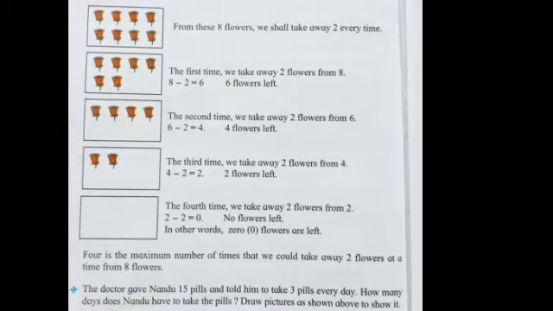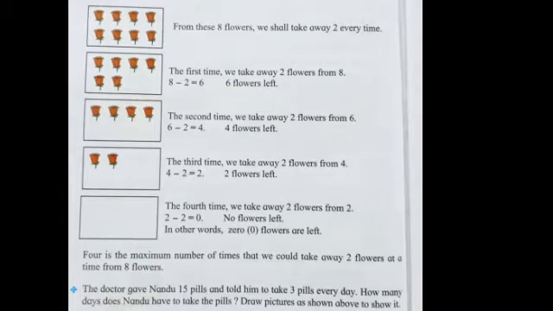Now see in the next picture, the first time we take away 2 flowers from 8. 8 minus 2 is equal to 6. So in the second box 6 flowers are left. Now what are they showing us in the third figure? The second time we take away 2 flowers from 6. 6 minus 2 is equal to 4. So 4 flowers are left. Now in the fourth figure, the third time we take away 2 flowers from 4. So 4 minus 2 is equal to 2, and 2 flowers are left.